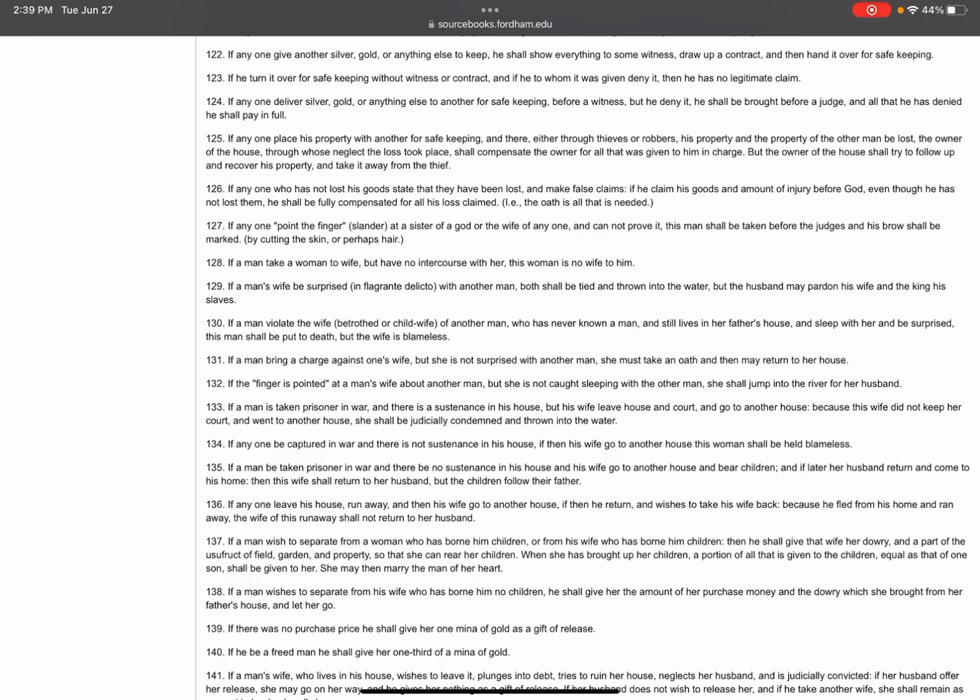But then look at the clause that comes after that. The husband may pardon his wife, and the king his slaves. What this is saying essentially is the court's jurisdiction does not extend into the private sphere. That if the slave of a king is a party in the adultery, the king can say, no, I don't want my slave to be killed, right? And he can kind of rescue him. At the same time, a husband may decide that he doesn't want his adulterous wife to be pardoned.